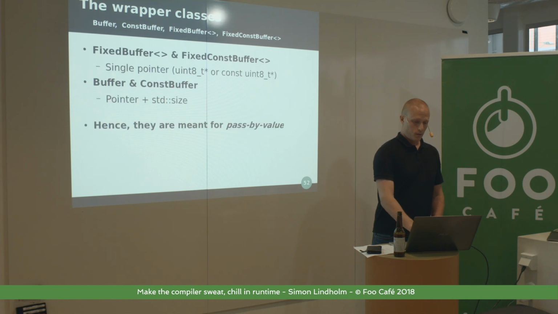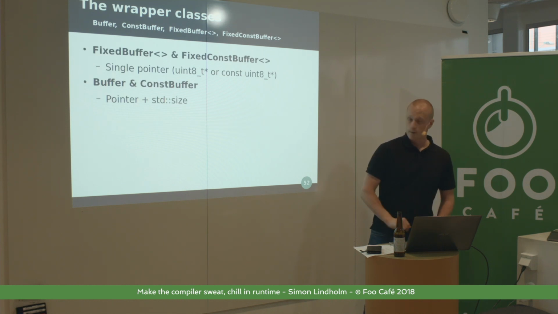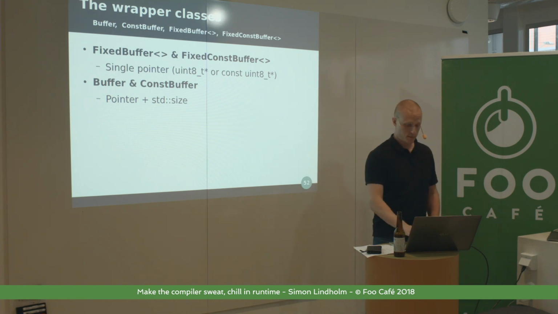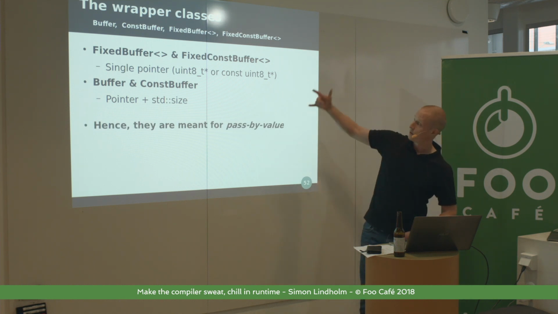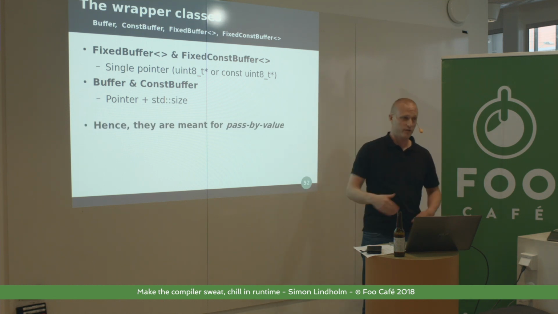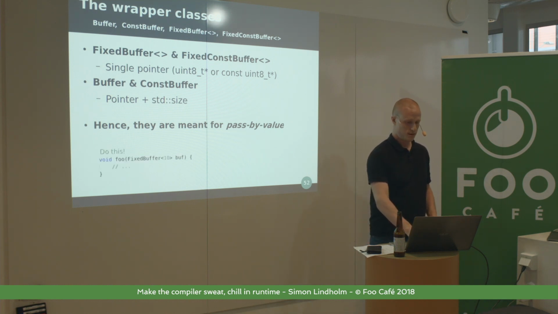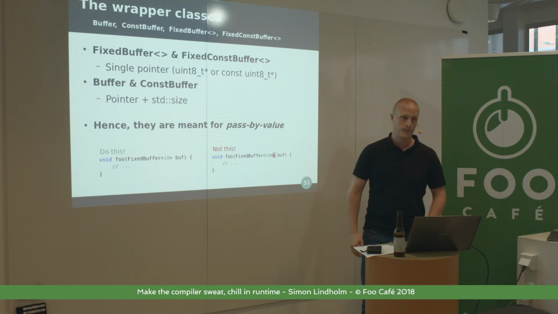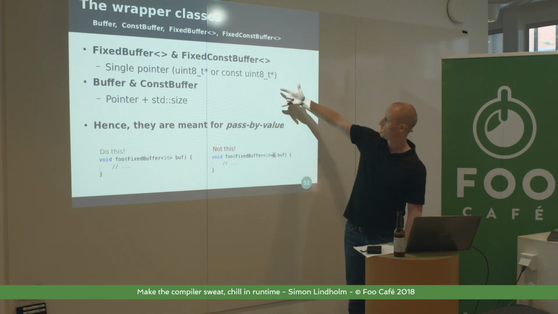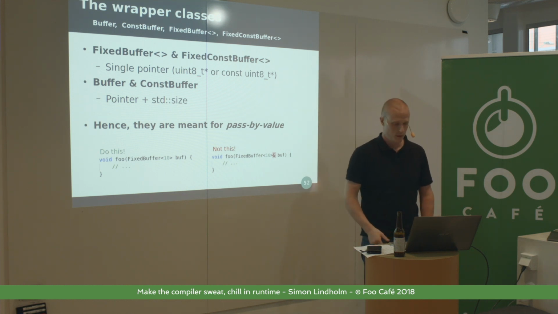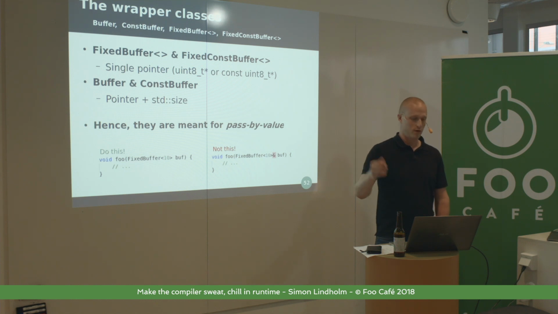And so let's skip that. So fixed buffer is a single pointer, and buffer is a pointer plus a size. Since these are kind of small, you're supposed to pass them by value, not by reference. So you're supposed to use them like this and not like this. This is the big one on a 64-bit architecture. This is 16 bytes, and this is just 8 bytes each. So it's cheaper to pass them by value than by reference.